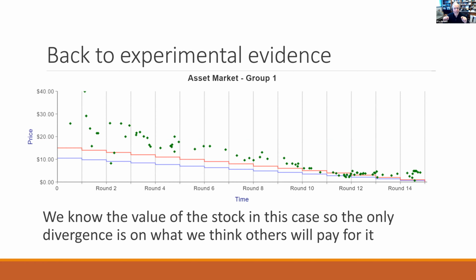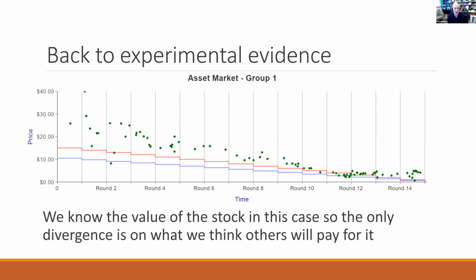The blue line is the expected value of this stock, right? Because remember, every period, a coin gets tossed and it's either worth a dollar or 40 cents. So in expectation, every period over this game, that stock should be worth 70 cents. There's no discounting. So over the whole length of that stock, it should be worth $10.20 over 15 periods, right? And so the blue line is what the stock is worth, and everybody can figure that out, right?